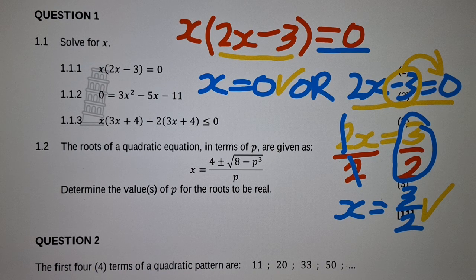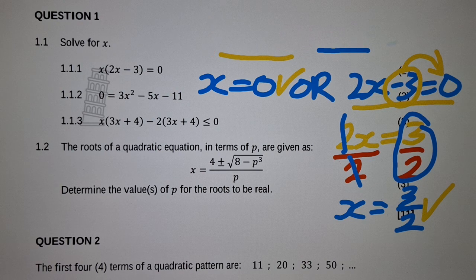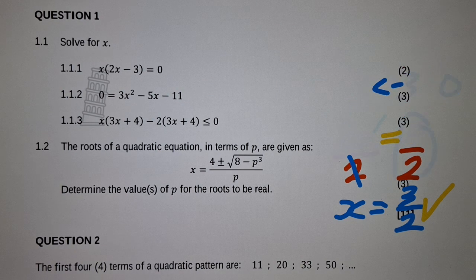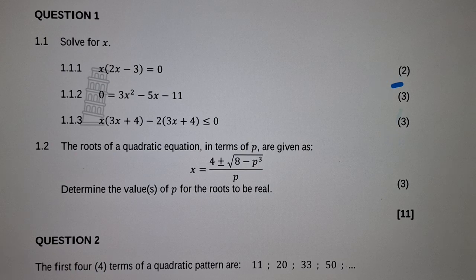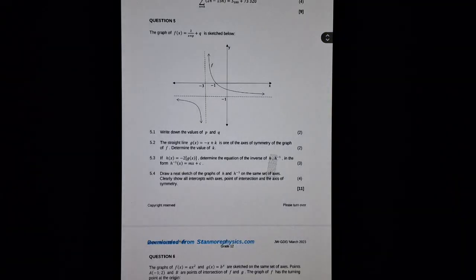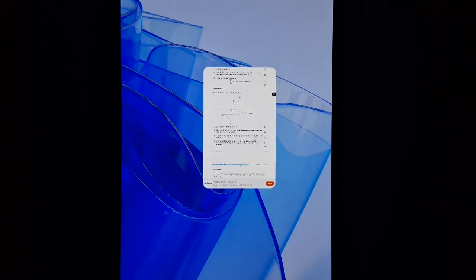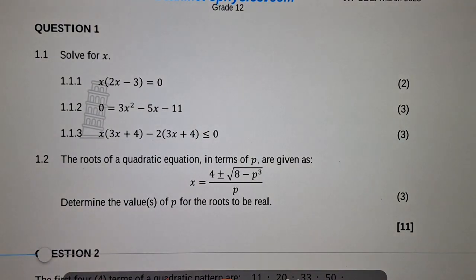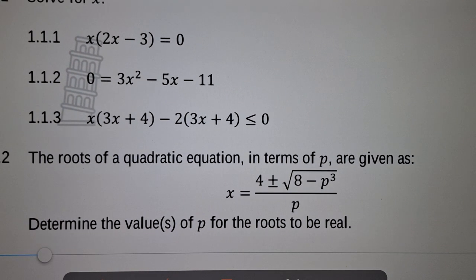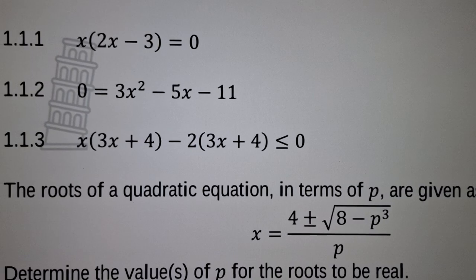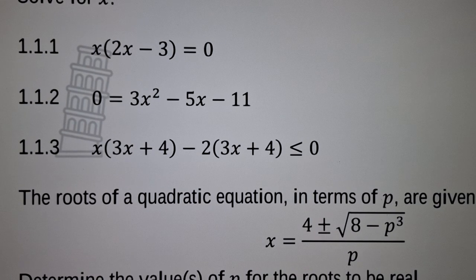Then we can go to 1.1.2. Let me remove what I've written here so that we can answer the next question. The next question, 1.1.2, is 0 equals 3x squared minus 5x minus 11.